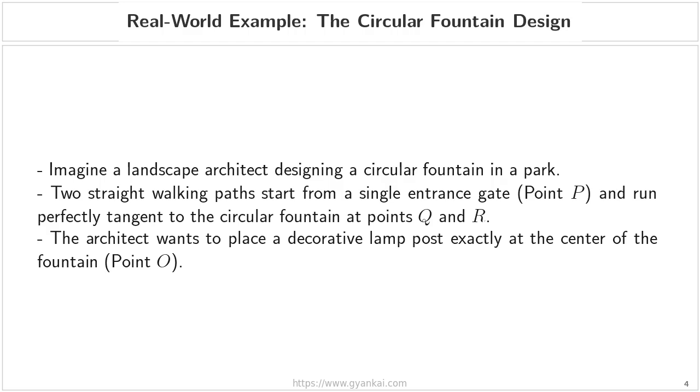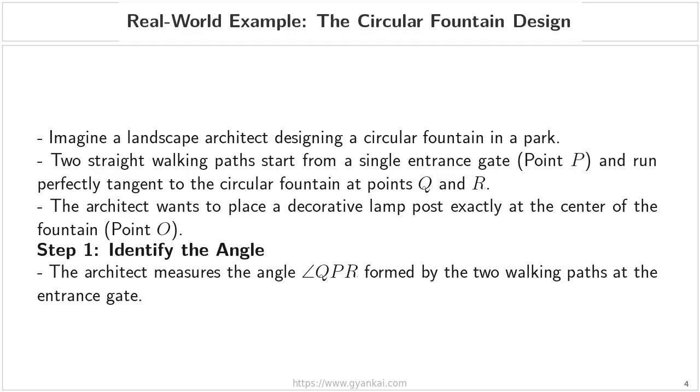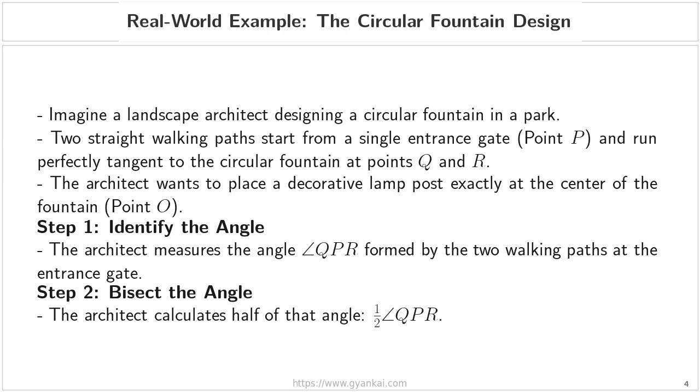To achieve this precision, you can follow a simple three-step process based on the property we just learned. In step 1, you first identify the angle. You would start by measuring the angle QPR, which is the angle formed by the two walking paths right at the entrance gate. In step 2, you perform the bisection. Using the property of the angle bisector, you simply calculate half of that angle, which is 1/2 of angle QPR.